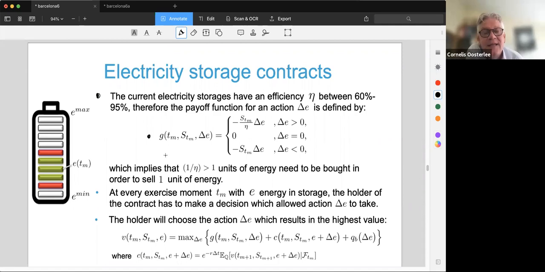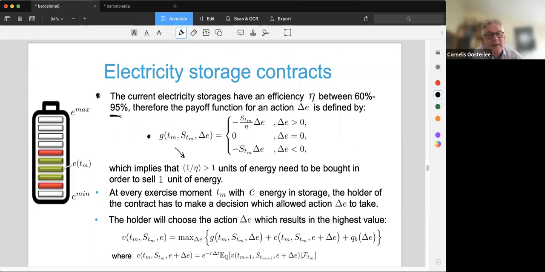So with this eta, this implies that 1 over eta, greater than 1, units of energy need to be bought in order to sell 1 unit of energy, right? So you can imagine that when it's only 60%, the price should change drastically in order for this to be beneficial. But if it's 95%, it may be different. And when this becomes 100% in the near future, then of course this scheme will give different results.